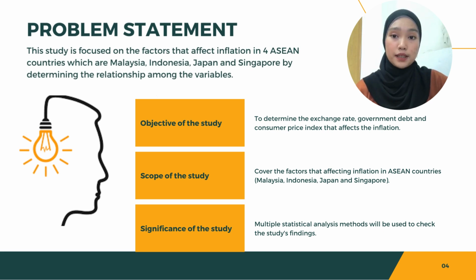The problem statement is that this study is focused on the factors that affect inflation in 4 ASEAN countries, which are Malaysia, Indonesia, Japan, and Singapore, by determining the relationship among the variables to investigate the factors, with inflation as the dependent variable and exchange rate, government debt, and consumer price index as the independent variables. The objective of this study is to determine the exchange rate, government debt, and consumer price index that affect inflation in those 4 ASEAN countries.